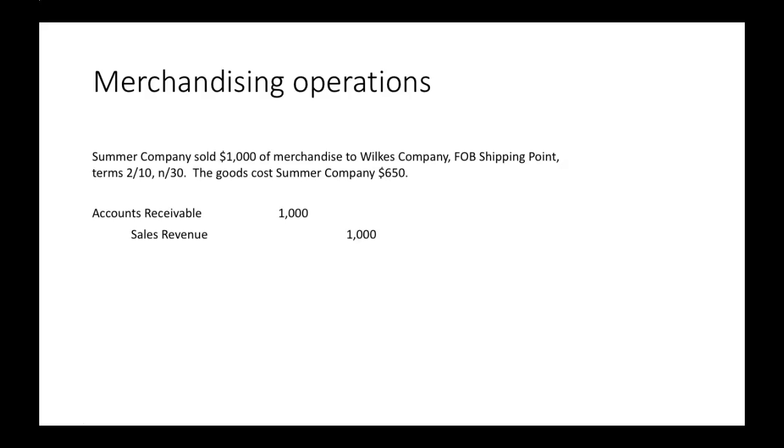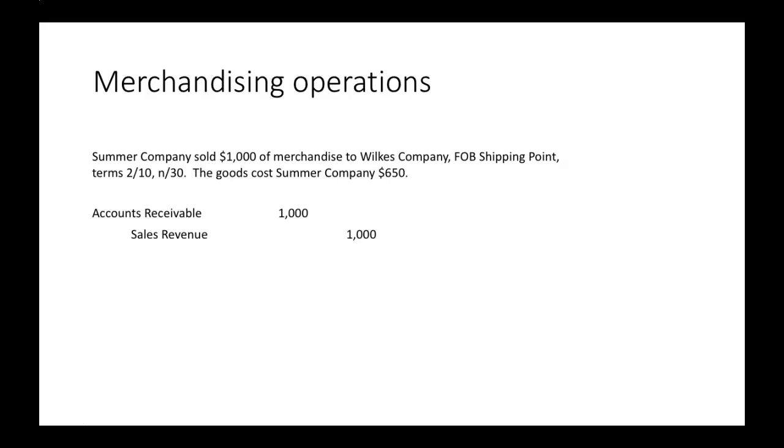Now, how do we know that it's accounts receivable and not cash? Because we take a look at those terms. We're given terms here, which replace the words "on account" that we were used to previously. So whenever we see terms like that, we know that this was a sale that was made on account. So Wilkes owes us this $1,000.